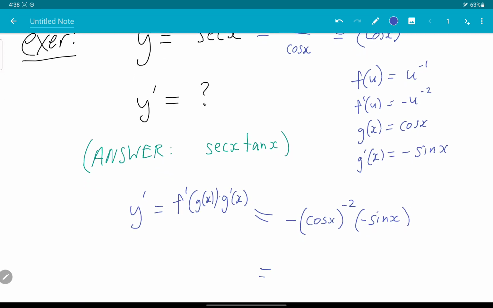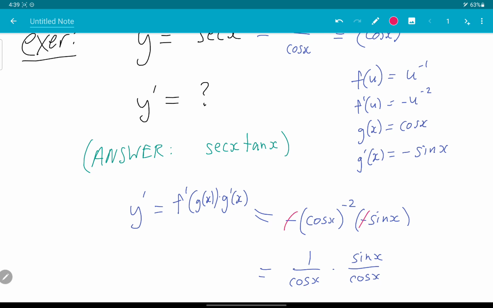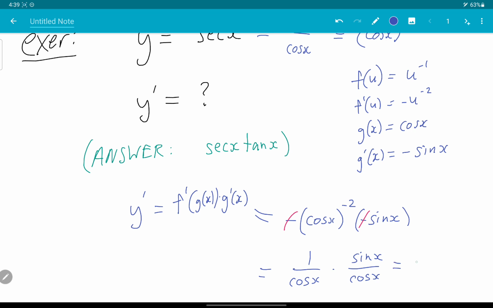So my negatives cancel, which is good because my final answer does not have a minus. And we have secant first, so I'll just go ahead and write that as 1 over cos x first. And then we have sine x over cos x remaining. So again, the minuses cancel. And I get my final answer like so.